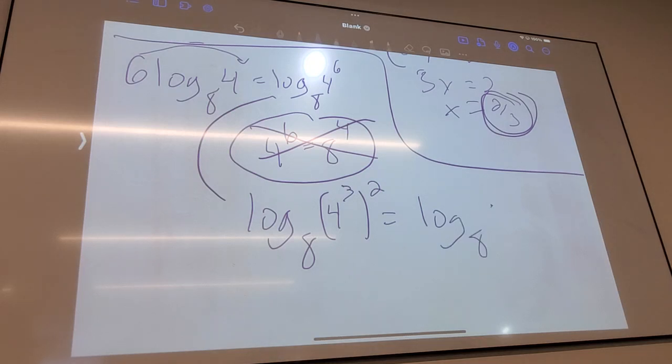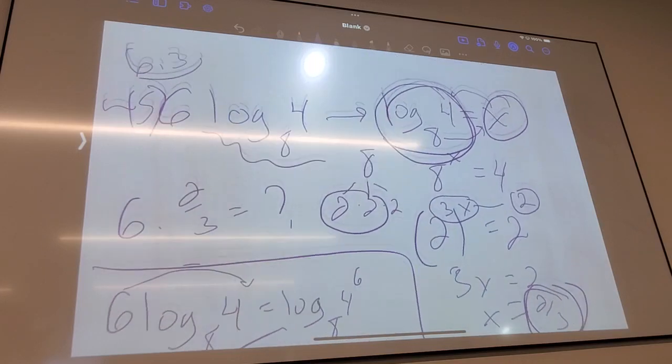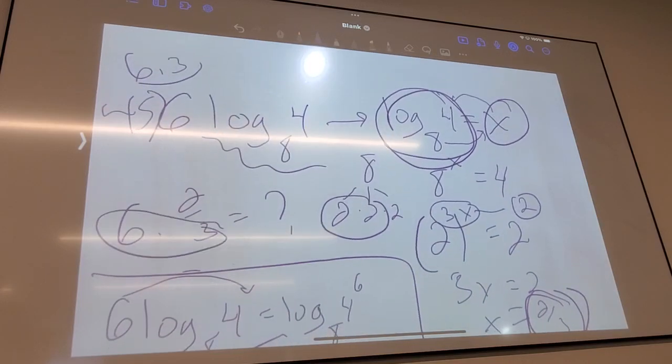And what is 4 cubed? What is 4 times 4 times 4? 64. And can't you take the 2 down? And what is log base 8 of 64? 2! 2 times 2 is 4, which is the same thing you get way up here. 3 goes into 6 twice, times 2 is 4. You get 4 either way.